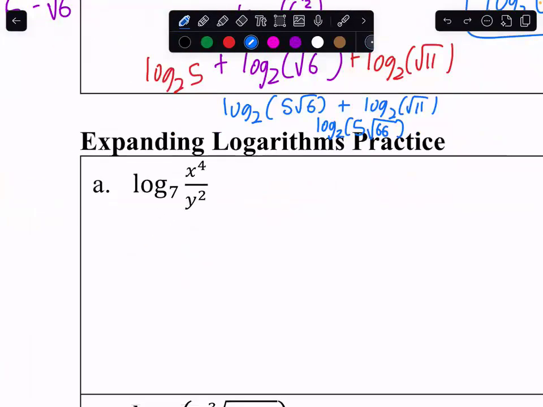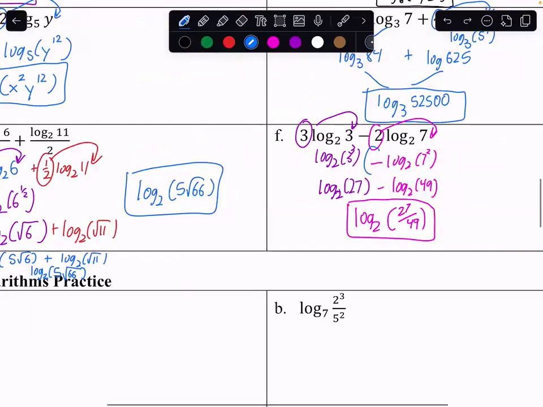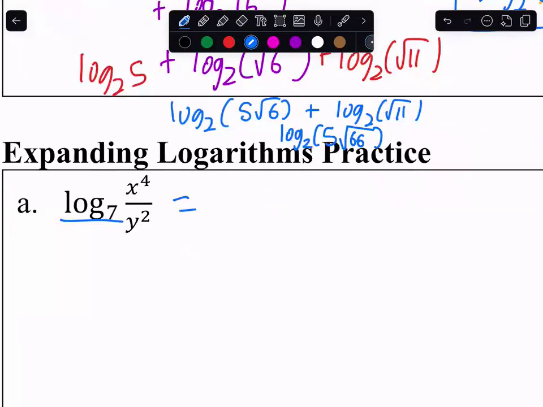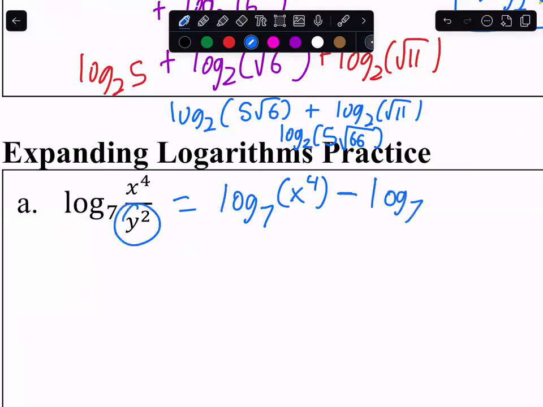Okay, so for this first example, we see the fraction bar in the argument, which means divided by. We know that subtracting is what leads to fractions. So we can start by splitting this one up. You keep the same type of logarithm, so log base 7, but the numerator becomes the first argument minus the same type of logarithm with the denominator as the second argument. Okay, and then when we're asked to expand, we're going to go ahead and take the exponent and move it in front as a coefficient.